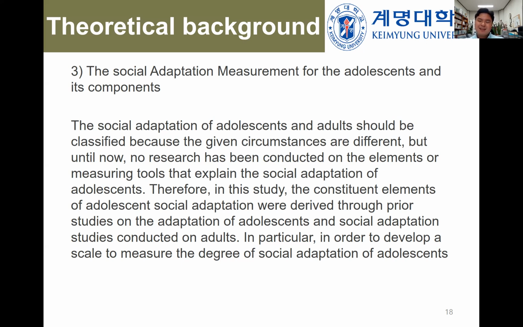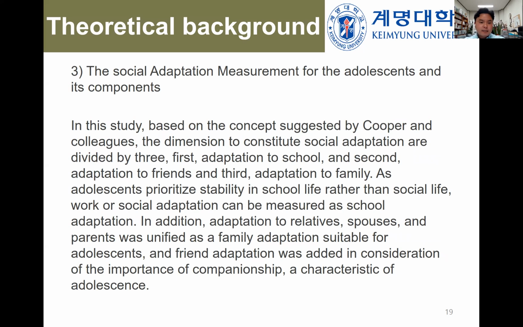In particular, in order to develop a scale to measure the degree of social adaptation of adolescents, in this study, based on the concept suggested by Cooper and colleagues, the dimensions constituting social adaptation are divided into 3. First, adaptation to school; second, adaptation to friends; and third, adaptation to family.